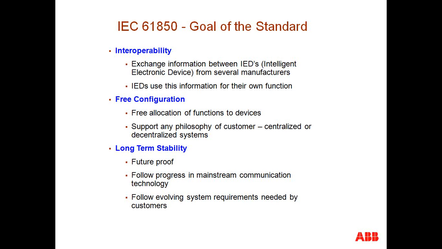Have the standard be future-proof, follow progress in mainstream communication, as well as follow evolving system requirements needed by customers. And one of the ways that IEC 61850 addresses this, and you'll see, is that there are several components to the standard. There's not a single document. Actually, it is written in multiple parts. And the idea is that by having these different layers or components, if for whatever reason the communications technology changes, there's no need to change or relaunch the whole standard. There are just subcomponents that will be modified and adapted. And that's where future-proofing and long-term stability come from.